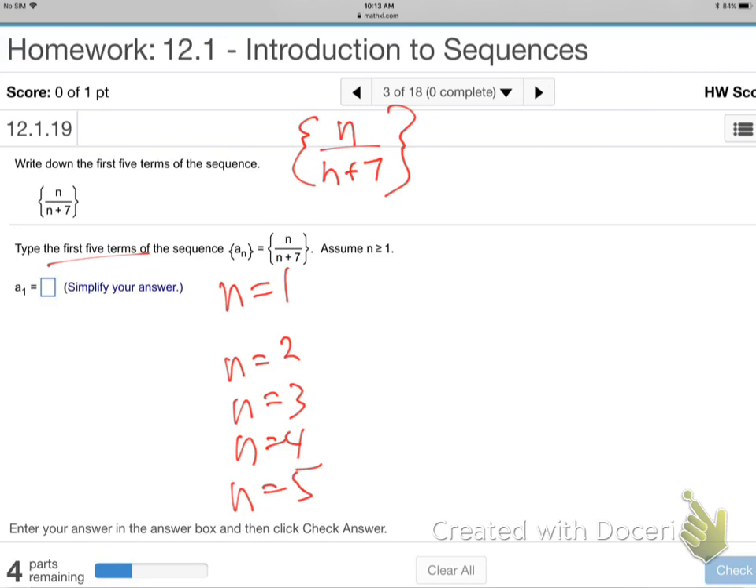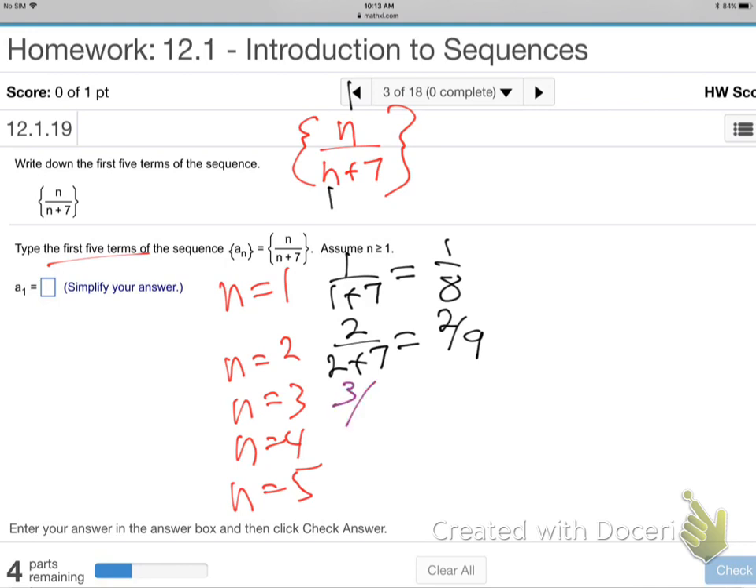So if I plug in 1 here, I get 1 over 1 plus 7. I get 1/8. So that's the first term produced. If I plug in 2, I get 2 over 2 plus 7. 2/9. Just plugging in for n. Making sense? That's all I'm doing. Plug in 3 now. 3 over 3 plus 7. What's that? 3/10.